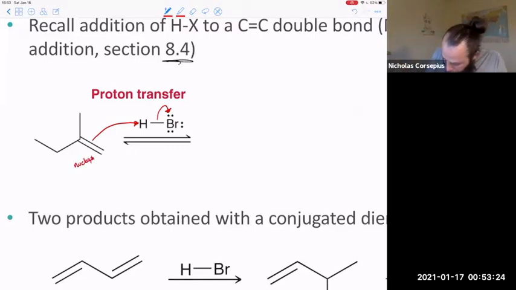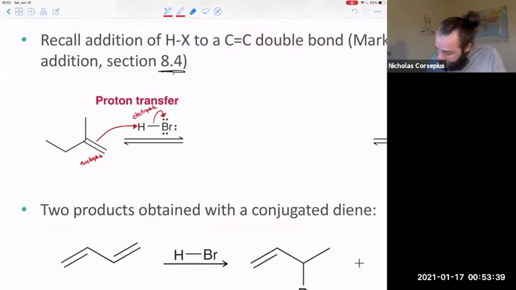The nucleophile is the pi bond. The electrophile, the one accepting the electrons, is going to be that acidic hydrogen. So just remember this terminology. And that creates a carbocation intermediate.